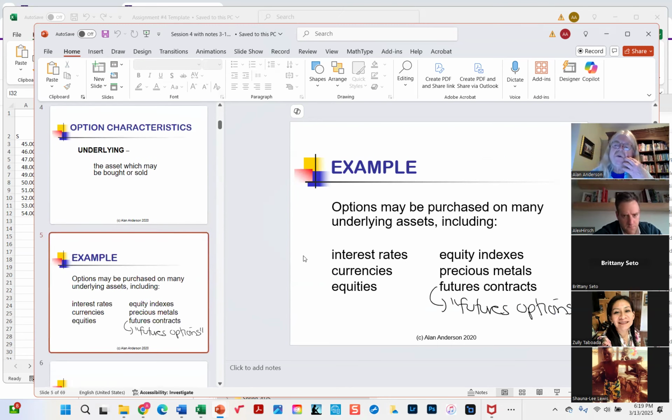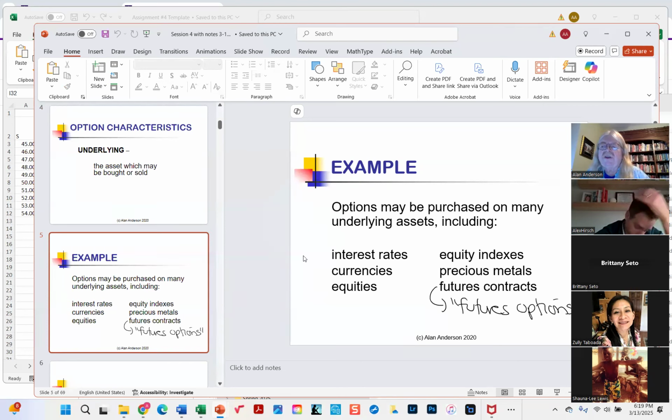So the ones that we see heavily traded today are, as you see here, interest rate options, currency options, equity options, equity indexes like the S&P 500, precious metals like gold and silver, and of course, I think we've already mentioned this one, futures options, where instead of having the right, let's say, to buy gold in 6 months, you have the right to enter into a futures contract on gold in 6 months, where the price at which you enter into that contract is settled today using the option.